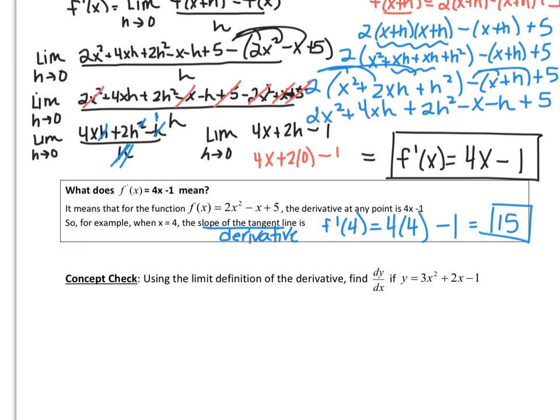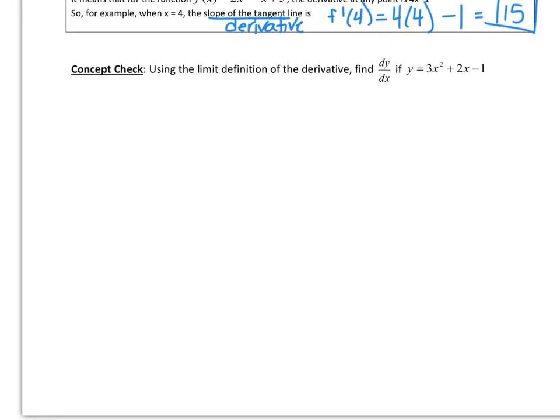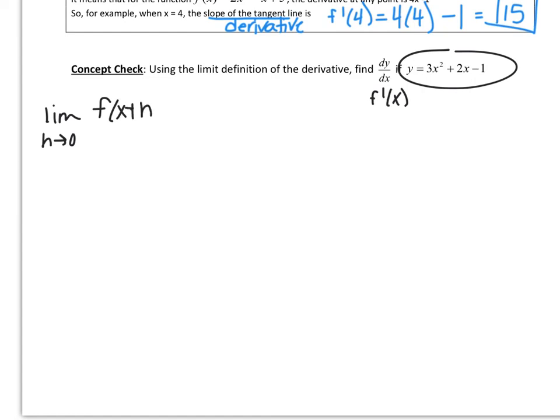All right, let's see what you can do on your own. So we'll start by going over this one tomorrow. So what I'd like you to do is, using the limit definition of the derivative, find dy dx, which is the same thing as saying f prime. Find the derivative given this function. So we're going to start with the formula, the limit as h approaches 0 of f of x plus h minus f of x all over h, where this is your f of x function. So try to see if you can model the problem we did before and solve for the limit, or the derivative, as h approaches 0.